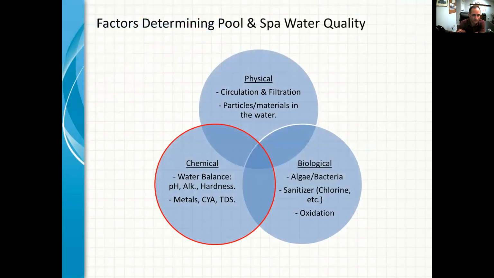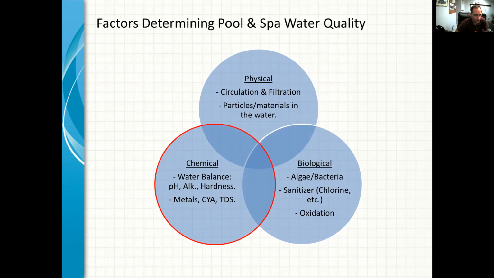There are three groups that we can sort pool and spa water quality into, three groups that affect water quality. First, biological factors, which has to do with any living things: chlorine, sanitation, oxidation, any algae or bacteria, and the effect of those things on the water. Then you have physical factors, which is the circulation and filtration, any physical particles in the water, and your filter system and your pump, which circulates the water around in the pool.